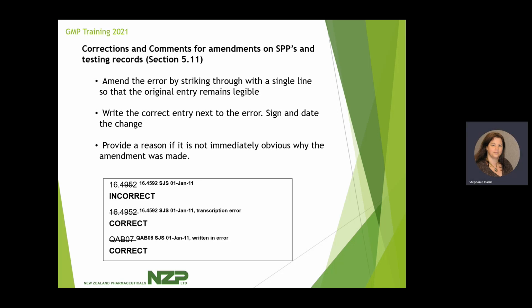Amend the error by striking through with a single line so the original entry remains legible. Write the correct entry next to the error, sign and date the change. Provide a reason if it is not immediately obvious why the amendment was made. And as you see here, as part of our specification, we have 3 examples of how to incorrectly and correctly amend.